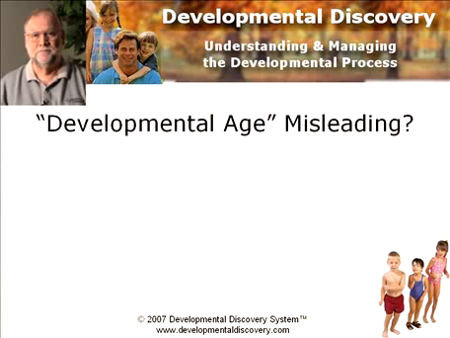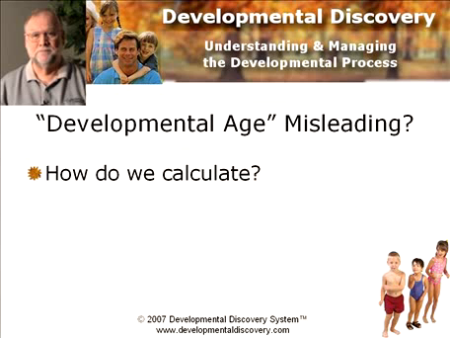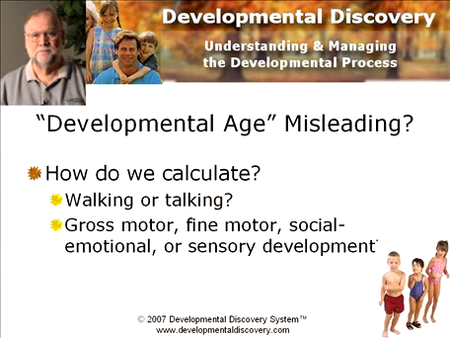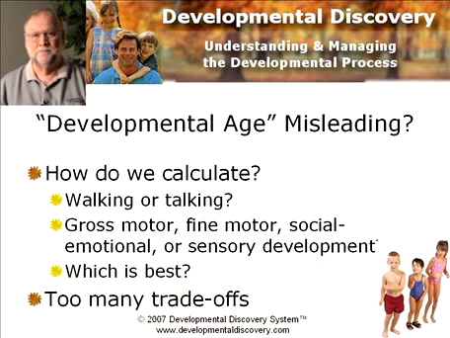What are the developmental steps used to decide the age of a child? Would we use walking or talking? Would we use gross motor, fine motor, social, emotional, or sensory developmental tasks? Which of these steps is best at showing the child's age? If we're only showing some narrow, limited set of developmental steps to define the developmental age of a child, we might miss important progress. In a month where a child might not make any progress in the steps used to define the age, they might make a lot of progress in other developmental tasks.